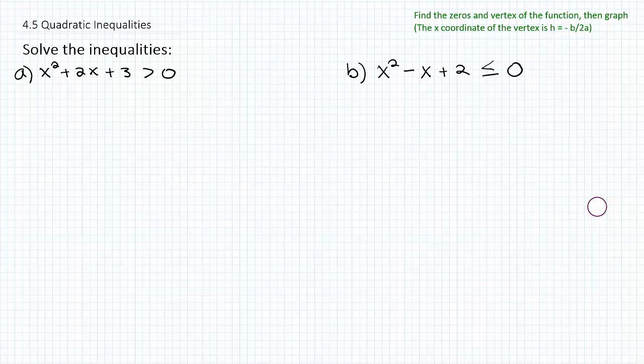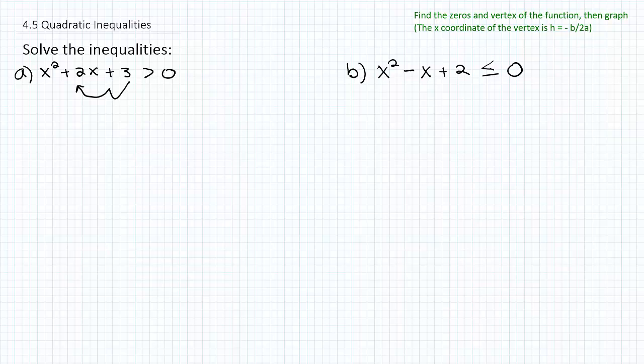If that was factorable, you'd have to be able to find factors of 3 that add to give you 2, right? But the only factors of 3 that exist are 1 and 3, and they add to 4, not to 2. So this is not factorable. All right, so let's do something else instead.